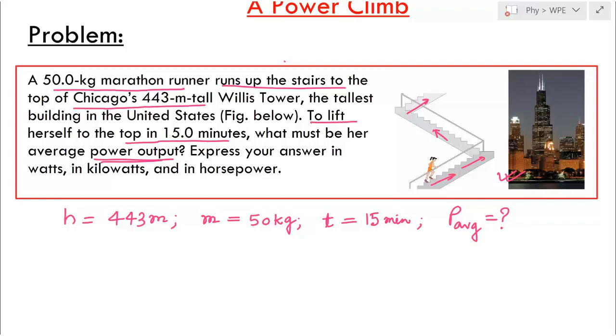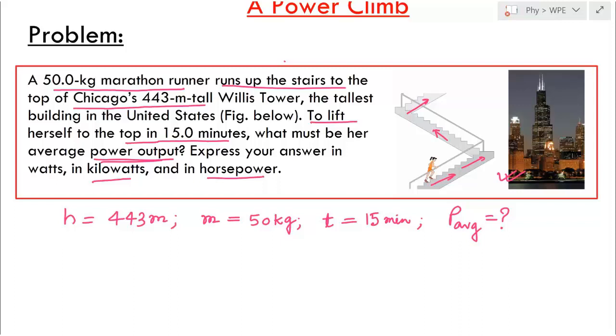Express your answer in watts, kilowatts and horsepower. So the final value that you will get, you have to express in terms of 3 units of power. Power is often expressed in terms of watt or kilowatts or horsepower. So basically in this case you have to convert the final answer and give it in terms of watt, kilowatt as well as horsepower.